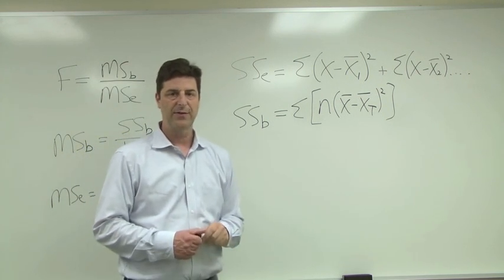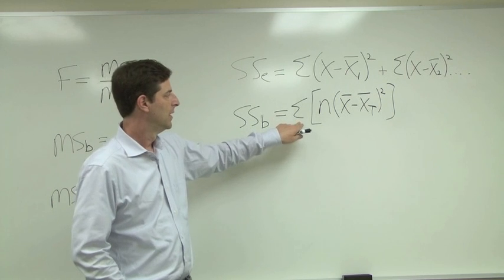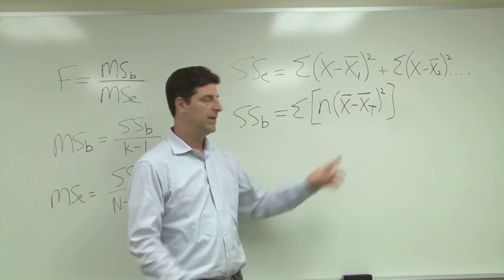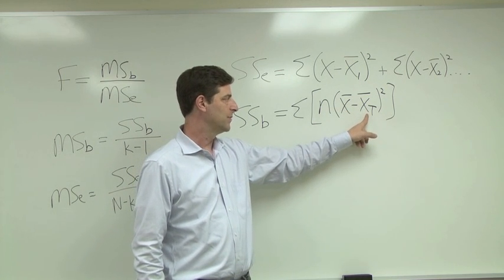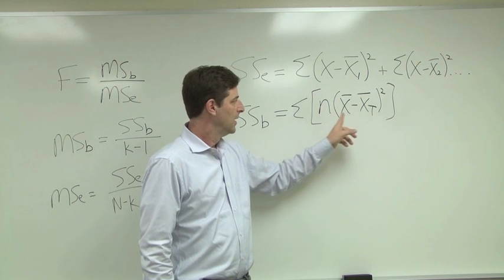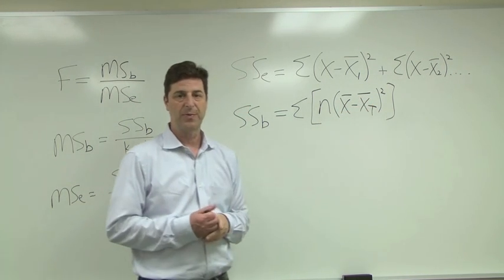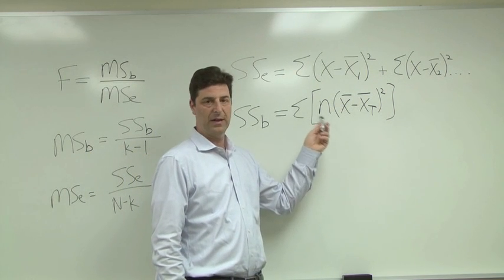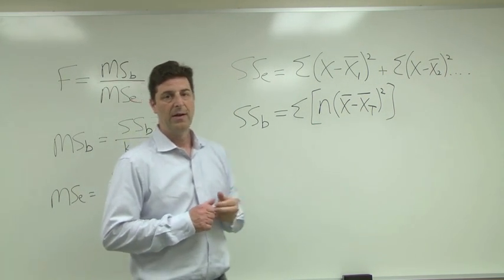SSB is a little bit different. This means you're finding the sum of the deviations between a group mean and the grand mean, or X bar T for total. You square that deviation, and you multiply it by the number of cases in the group. So here's how it works.